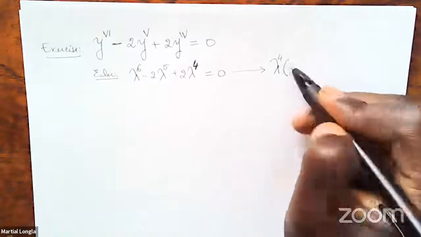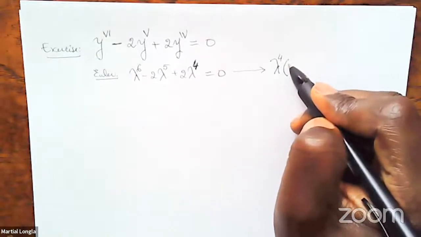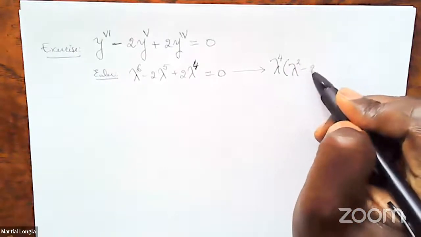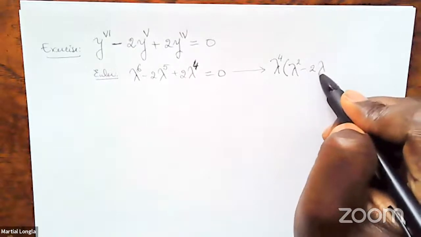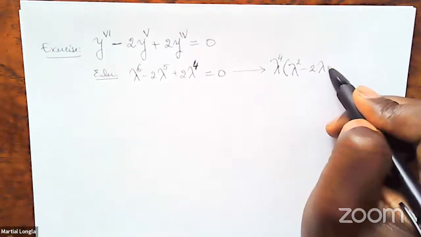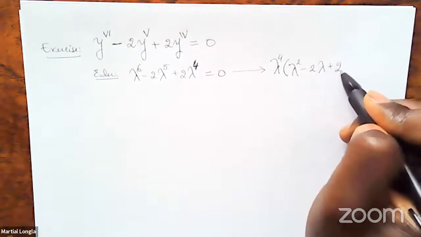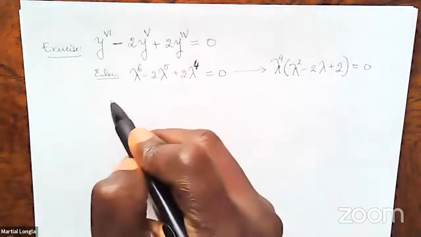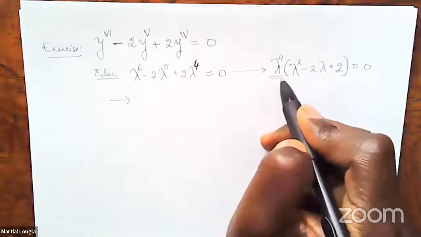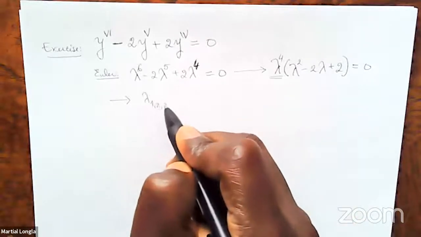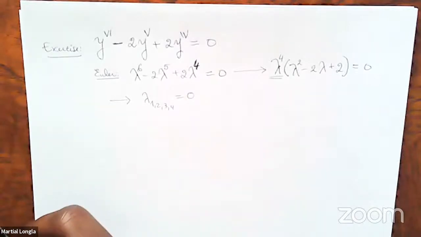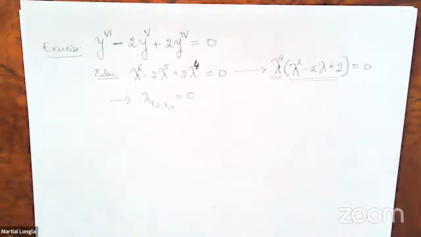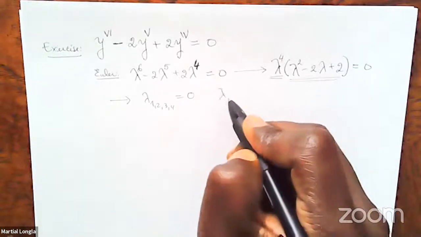You factor it out, and then you're left with lambda squared minus 2 lambda plus 2 equals 0. That's it. So this gives you 4 solutions: lambda 1, 2, 3, 4 equals 0. 4 lambdas as 0. And then what about the other piece? The other piece is a quadratic equation, so you can use the quadratic formula on it.